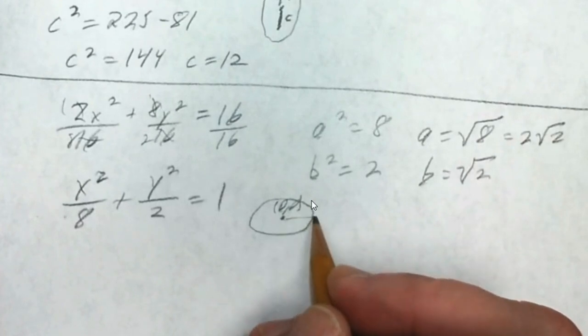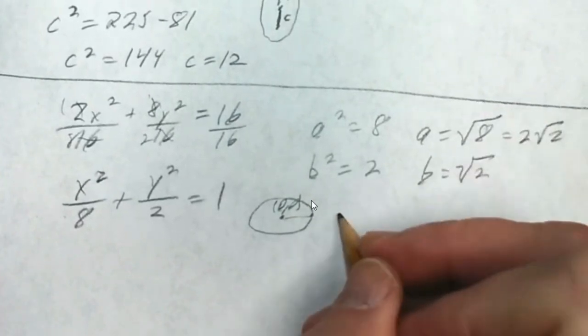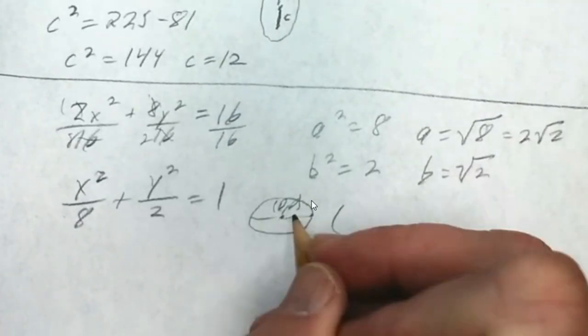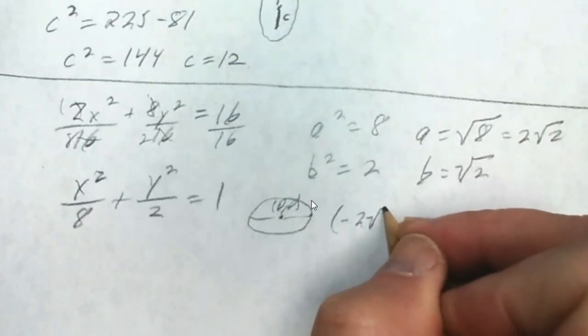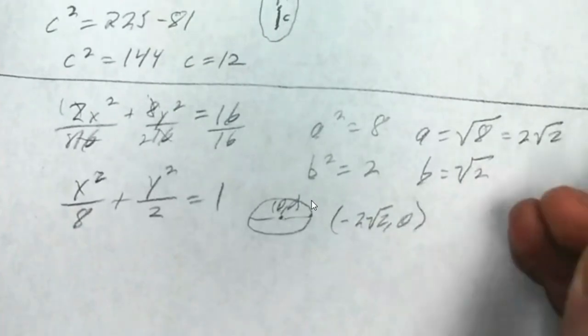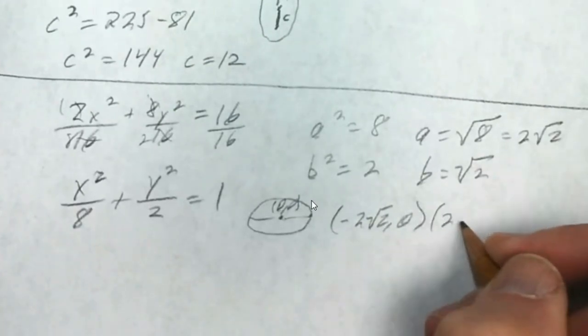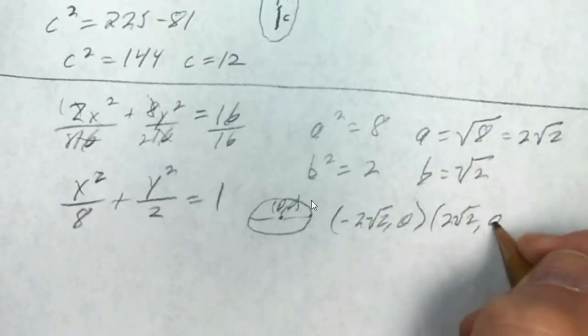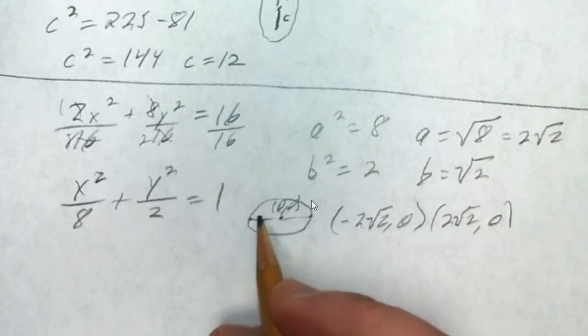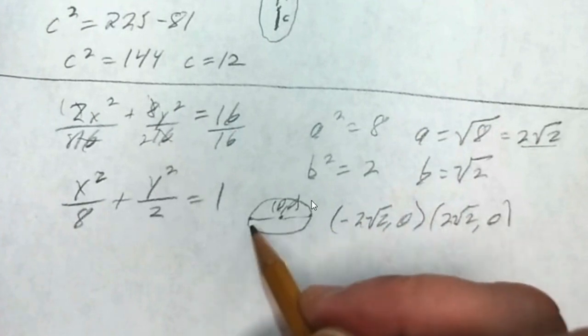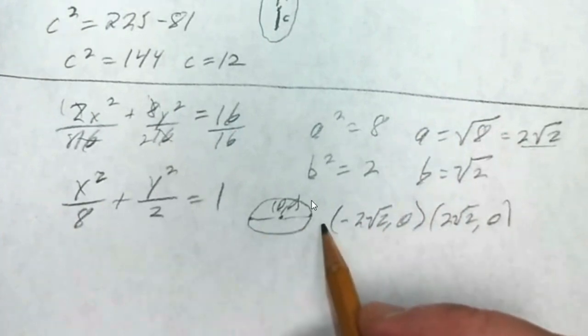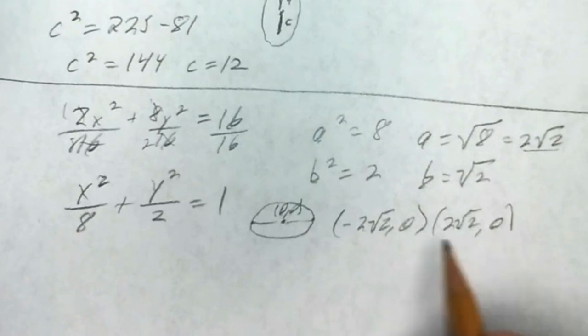and the vertex. So the two vertices would be subtract 2 square roots of 2. So this would be -2 square roots of 2, comma 0, and add 2 square roots of 2, 0. That would be the two vertices. One of them is -2 square roots of 2 to the left, and then we add 2 square roots of 2 to go right, and that's the 2 points.